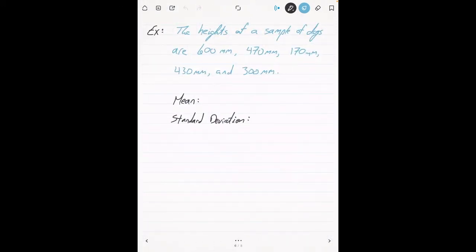So let's pretend you're measuring the heights of dogs. You take a sample of dogs and you measure their heights to be 600 millimeters, I almost said milliliters, 600 millimeters, 470 millimeters, 170 millimeters, 430 millimeters, and 300 millimeters. Okay, what is the mean of this?